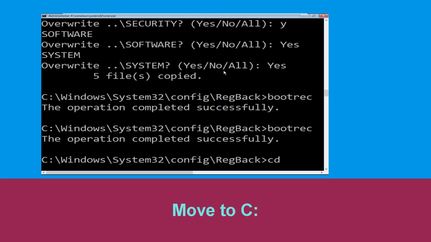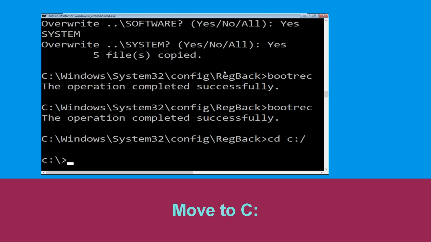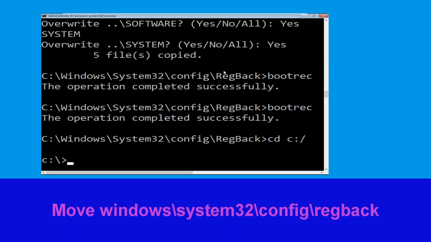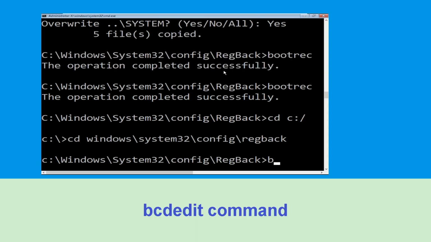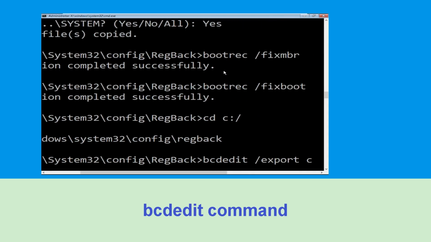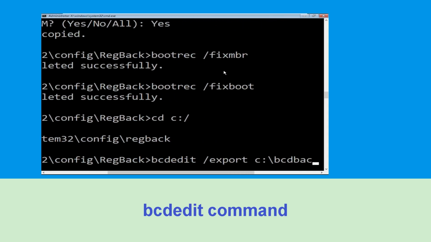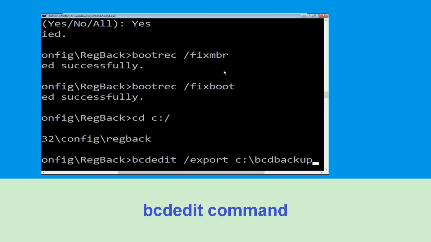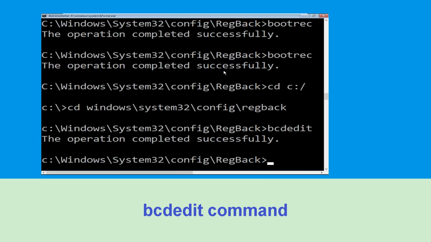Now type cd c:\ and simply hit enter. Now type cd Windows\system32\config\regback and hit enter to execute. Type bcdedit /export c:\bcdbackup and simply hit enter to execute this command.